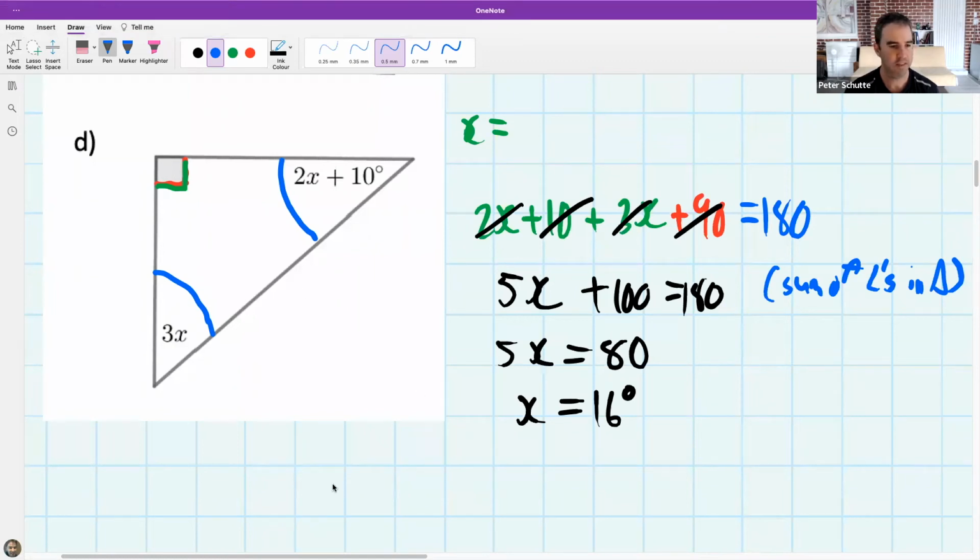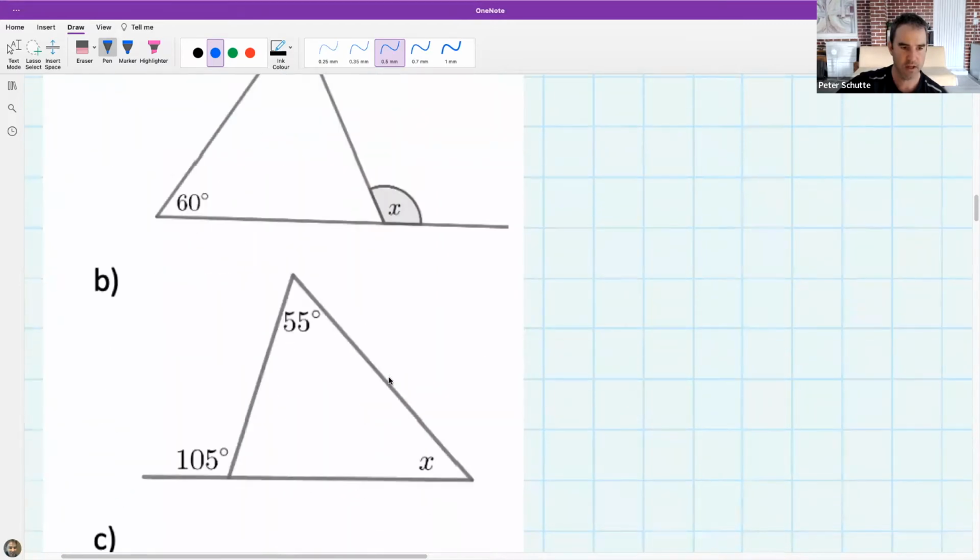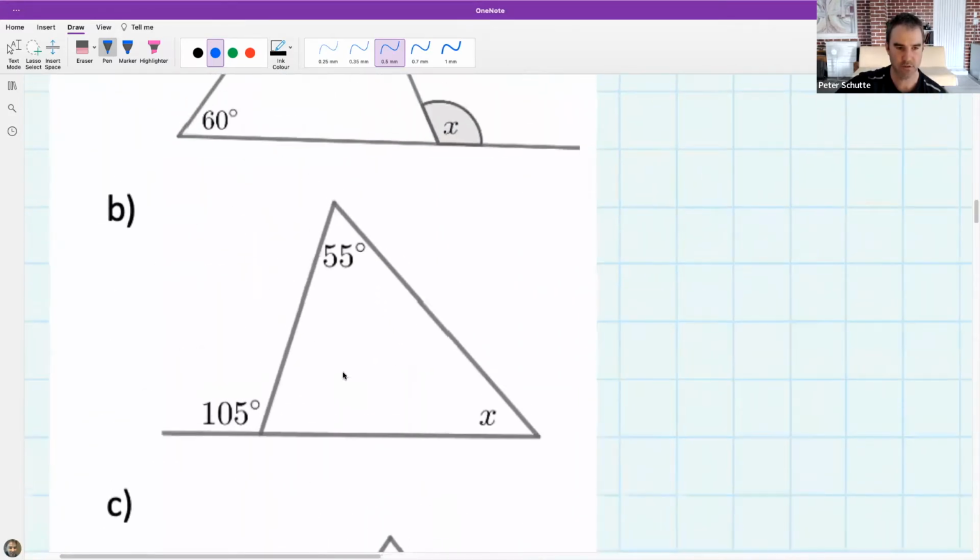Are you with me here? So what I was suggesting was, if you know x is 16, then this angle over here will be 48, because 3 times 16 will give you 48. So that's just something I want to point out. Okay, let's move on to another question like this, and then we will go on to a slightly different tool.